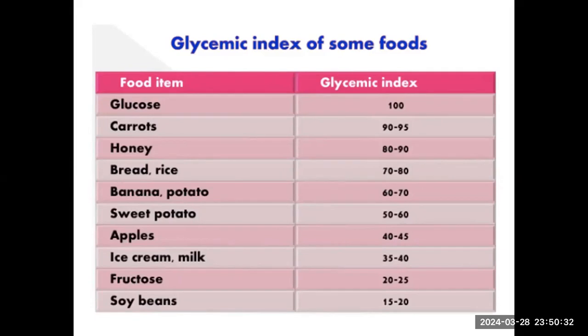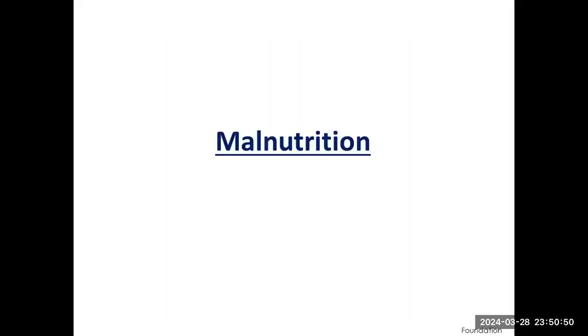Bread, rice, 70 to 80%. Banana and potato, 60 to 70%. Sweet potato, 50 to 60. Apples, 40 to 45. Ice cream and milk, 35 to 40. Fructose, as you see, is only 20 to 25. And soybean, 15 to 20.